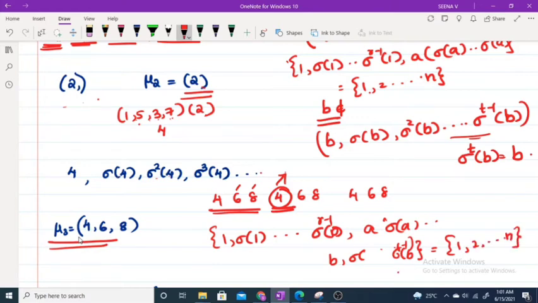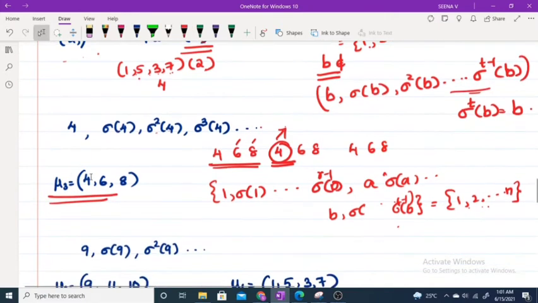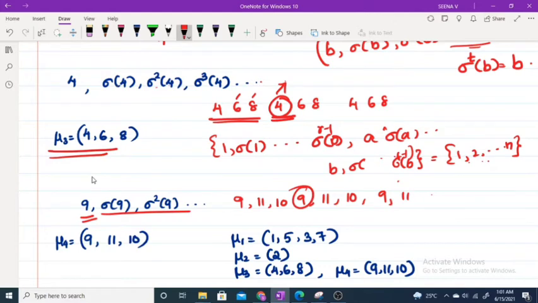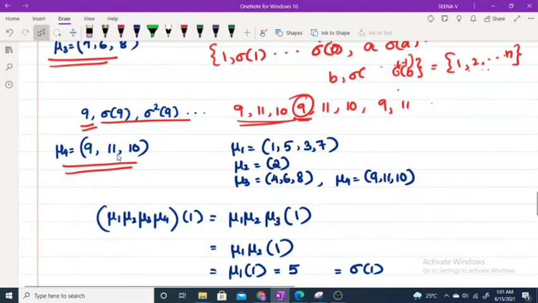Otherwise choose a C not in this set. So here we have 9. Now consider 9, sigma 9, etc. So this is actually 9 11 10 9 11 10 like this, and the first repeated element is 9. Okay, so we are considering elements up to 9. So what we get is mu4 equal to this one. Thus we get 4 cycles, and with this the set 1 to 11 is completed, and we get 4 cycles mu1, mu2, mu3, mu4, and clearly all these cycles are disjoint.